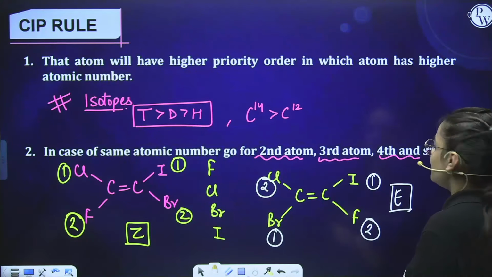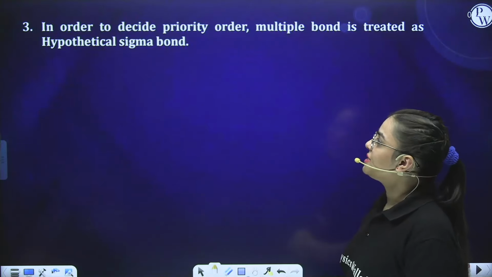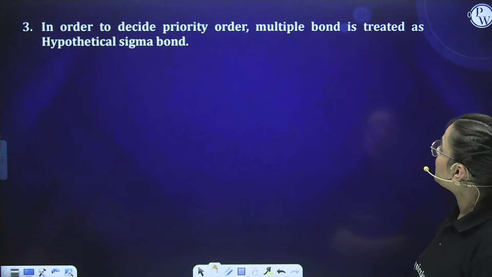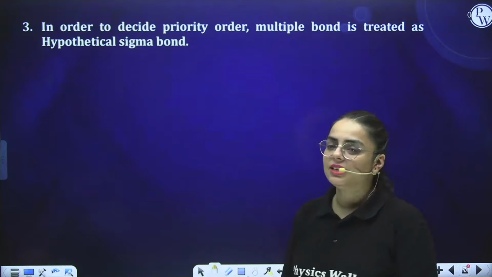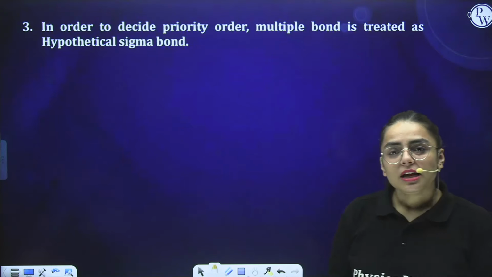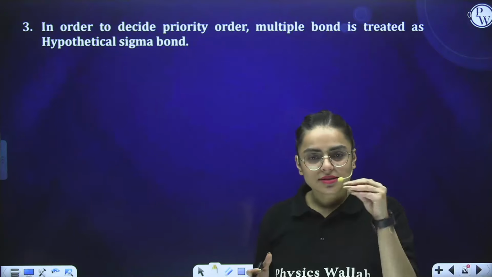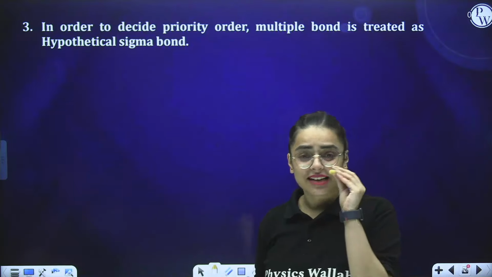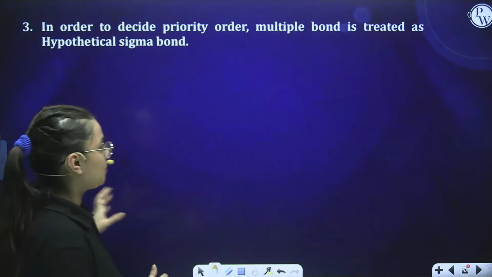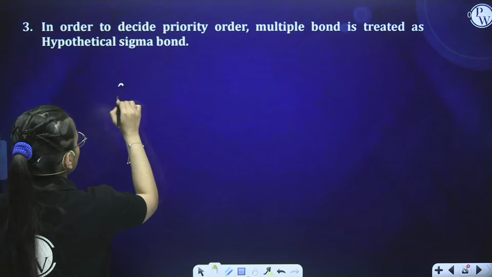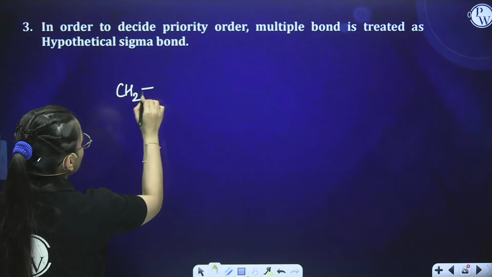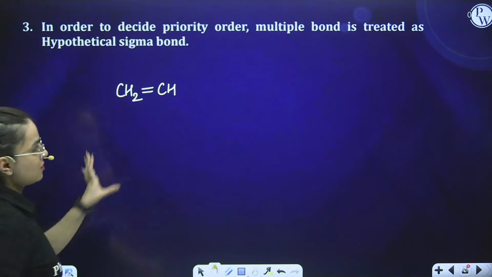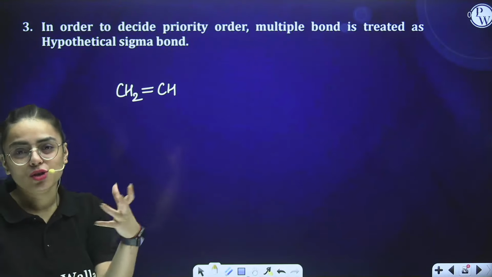Now let us see the third rule. In order to decide the priority order, a multiple bond is treated as hypothetically sigma bonds. Now here, a multiple bond will be treated as a single bond. How? Let us take an example and I will tell you. For example, if I say there is given to you CH2 double bond, like this. First of all, I'm just explaining how you have to see this.